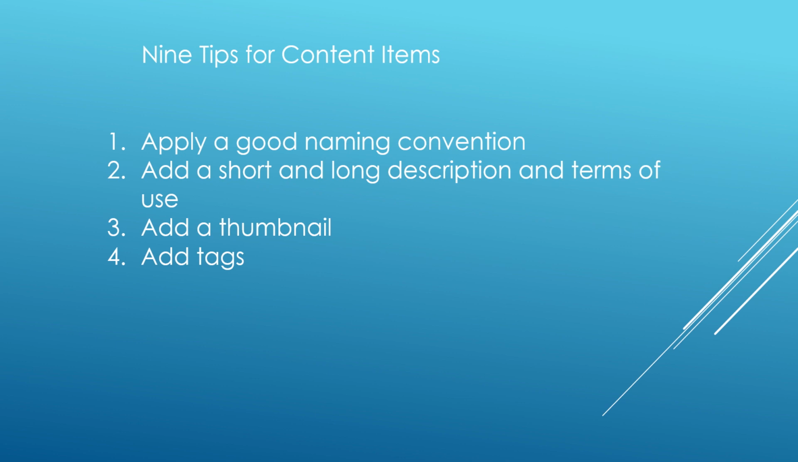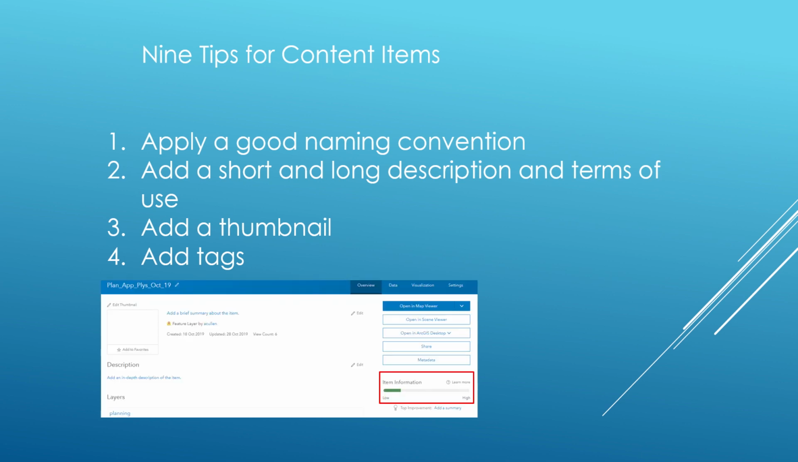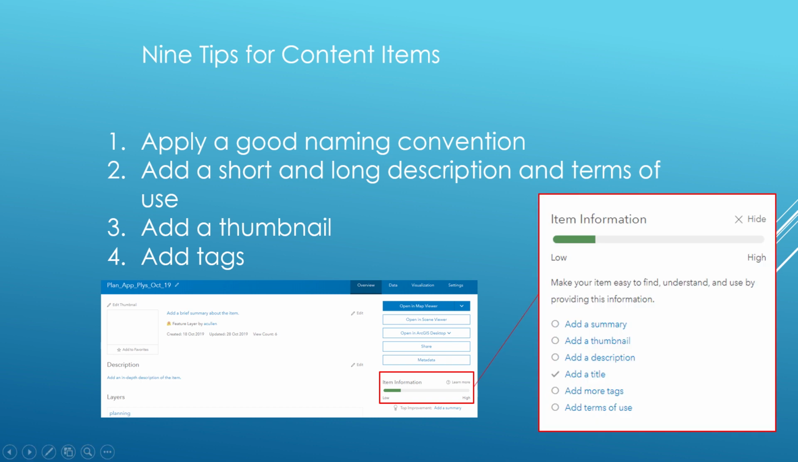Add relevant tags. Tagging your content allows the ArcGIS search engine to rank the results. Many of my tips are about ensuring your content appears meaningful to your users. While tags help here, they also greatly aid the search engine. As you're applying descriptions, tags, and thumbnails, you'll also notice that the information bar progresses towards complete. If you click Learn More, you'll see additional suggestions, thumbnails, descriptions, titles, etc.